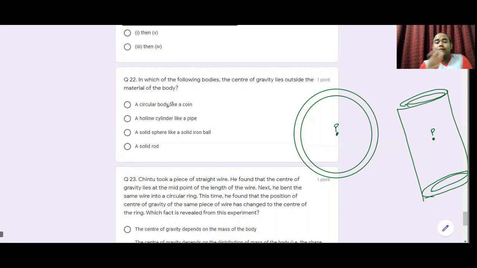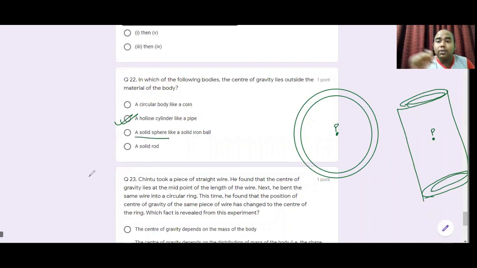So in which body it will be like this? So the first option is a circular body like a coin. It is a circular disc they are talking about. But no, in a circular disc, it lies in the geometric center, and that is where material of the body lies. So ये पूरा एक disc है. So this cannot be our answer. A hollow pipe, a hollow cylinder like a pipe. Yes, this is the correct option. A solid sphere? No.